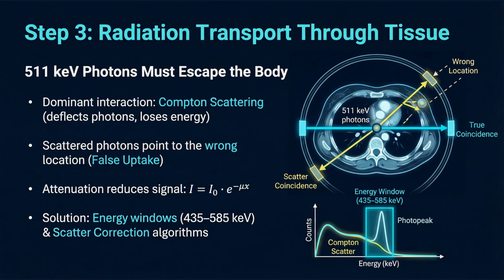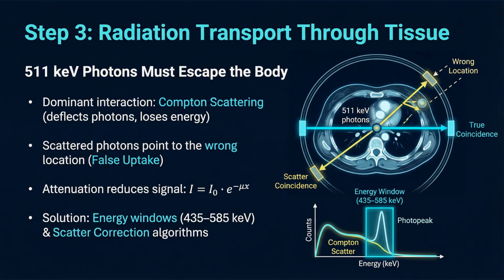Now the radiation transport problem, what 511 kiloelectron volt photons do in the body. Those gamma rays have to escape the body. At 511 kiloelectron volts in soft tissue, the dominant interaction is Compton scattering, so photons can be deflected and lose energy. If a scattered photon is detected, it can point back to the wrong place and create false uptake. That's why PET systems apply an energy window around 511 kiloelectron volts to reject many scattered events, and why modern reconstruction explicitly corrects for scatter and attenuation to keep PET quantitative.